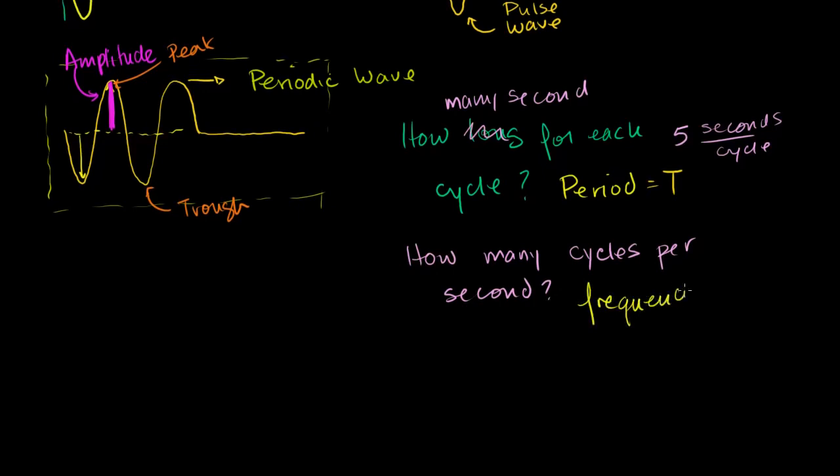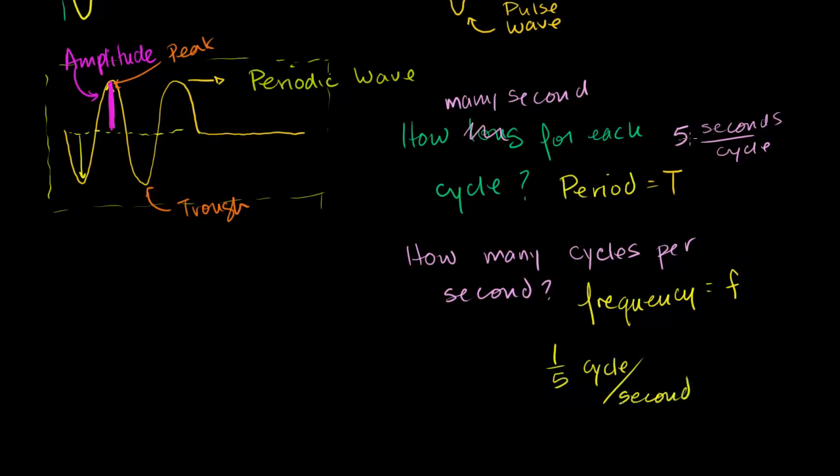Frequency, it's normally denoted by an F. And this you're going to say cycles per second. So if you're going 5 seconds per cycle, that means you're doing 1/5 of a cycle per second.